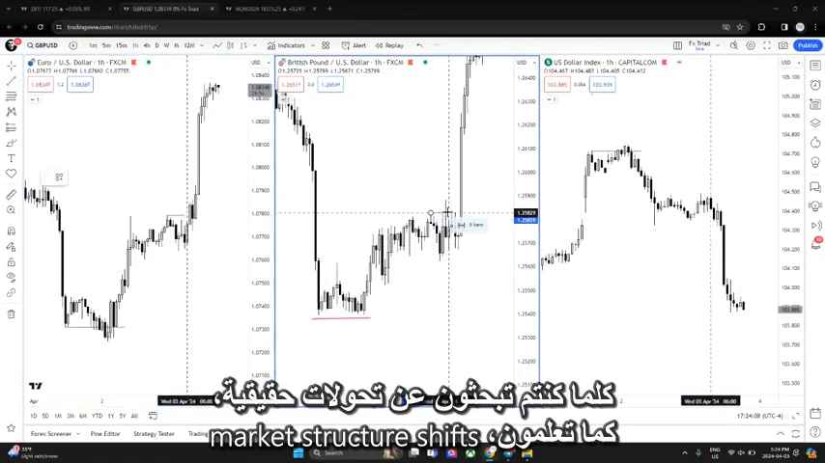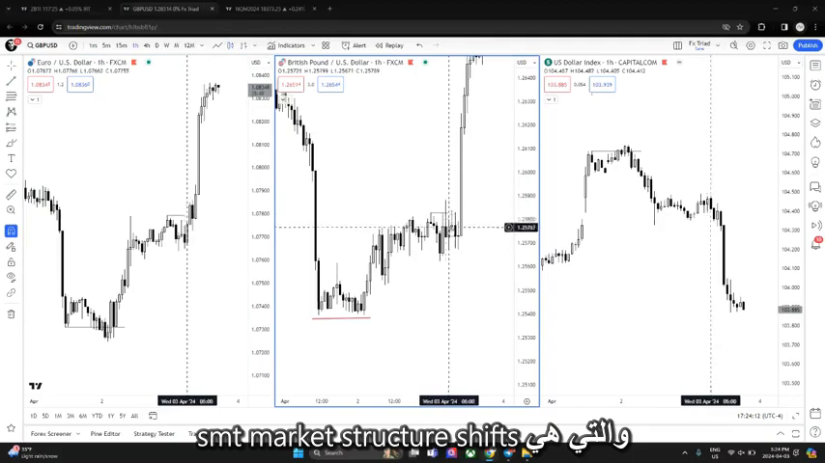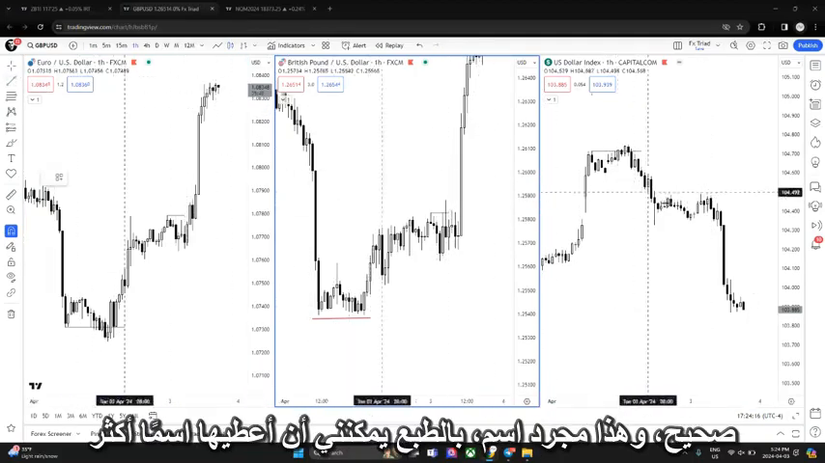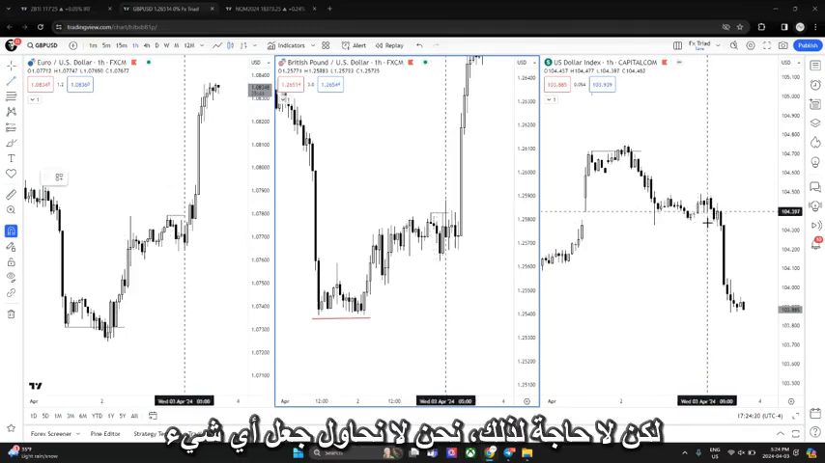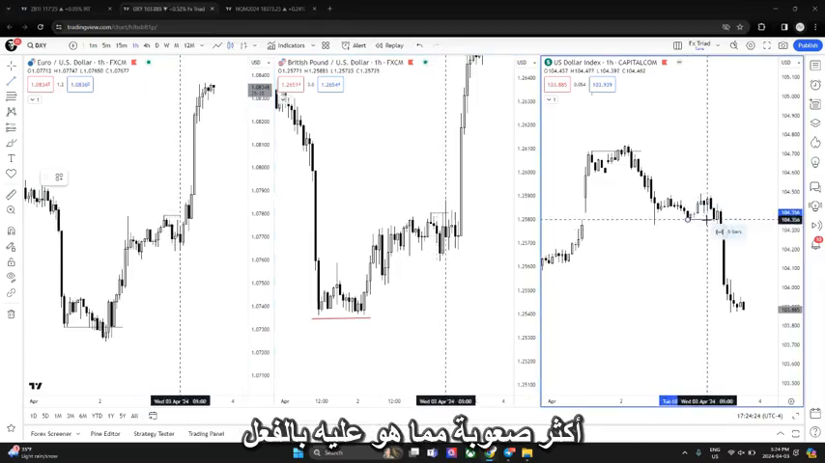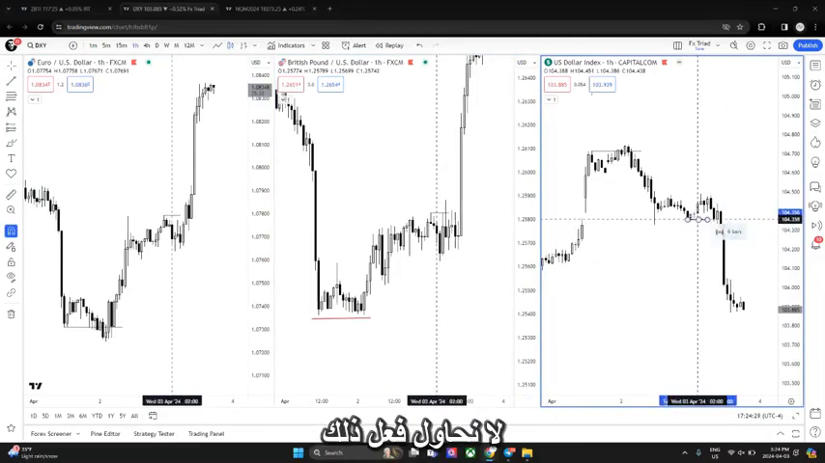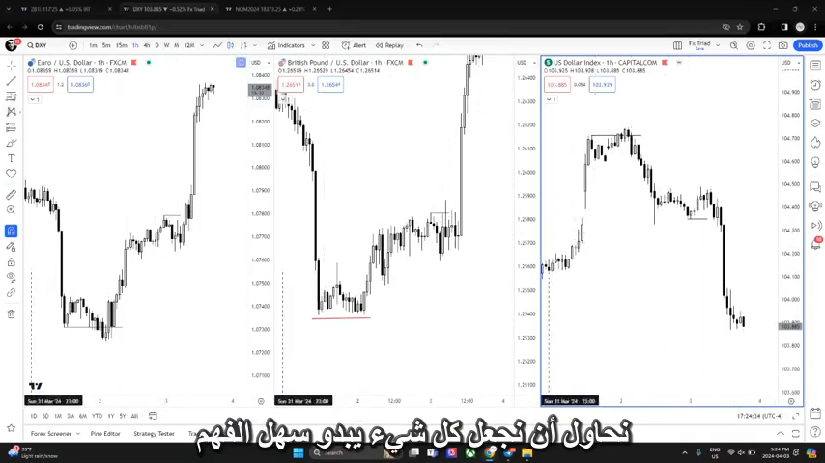Whenever you're looking for actual shifts of market structure, which are SMT market structure shifts, right? And it's just that name. Of course, I could give it a more difficult name, but there's no need for that. We're not trying to make anything harder than it already is. Just trying to make everything seem easy to understand.